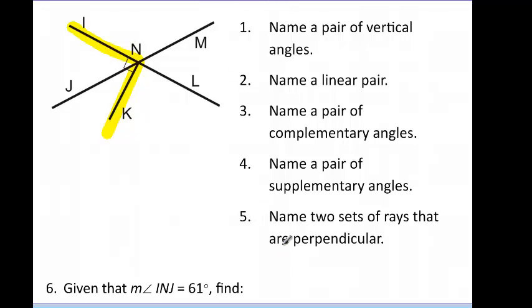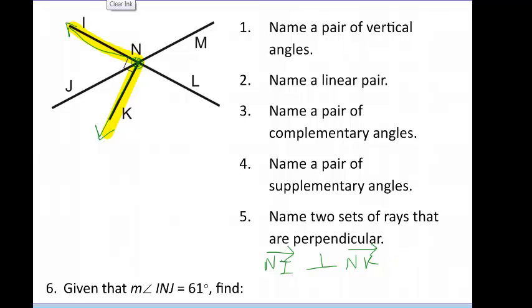Well, the first one is ray. Remember, our symbol for ray is that single arrow. We always start at the vertex, which is N right here, and let's go out through I. That's ray NI. And then using the perpendicular symbol, let's call it perpendicular to the other ray that comes from N and passes through K. So it would be ray NK.